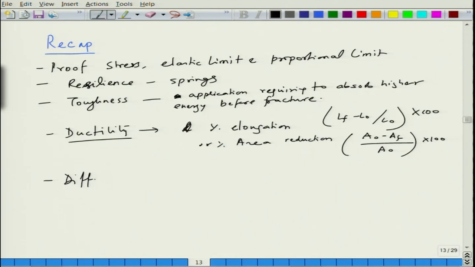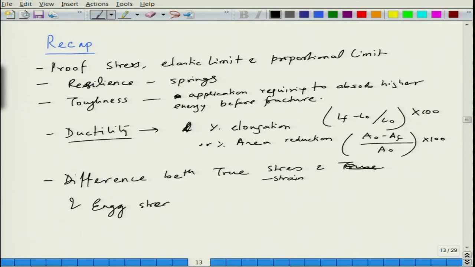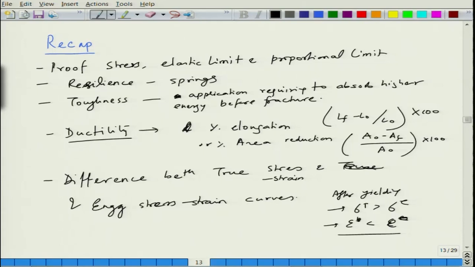And then we also looked at the difference between true stress strain and engineering stress strain curves. And we found that after yielding, sigma T is always higher than sigma E, and the corresponding true strain epsilon T is always lower than epsilon E. As a result, the points on the engineering stress strain curve are slightly to the right of the corresponding points on the true stress strain curve, and that we saw by looking at the values.